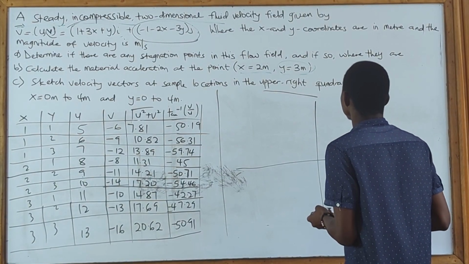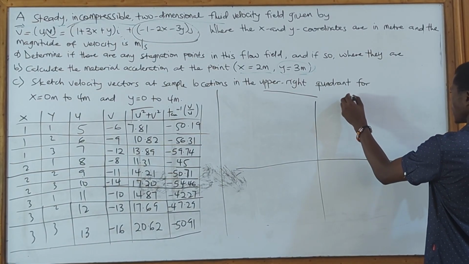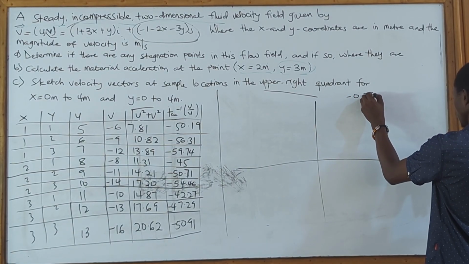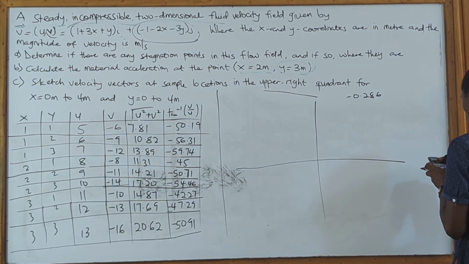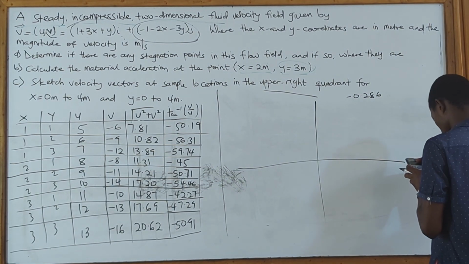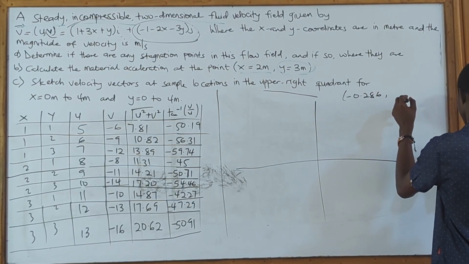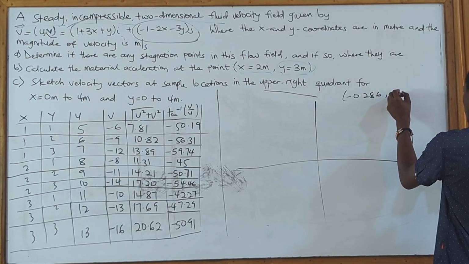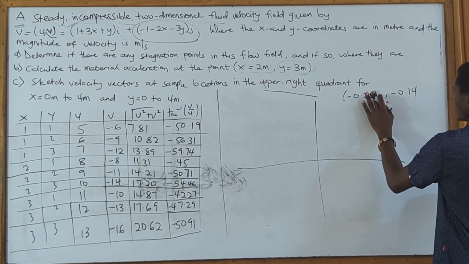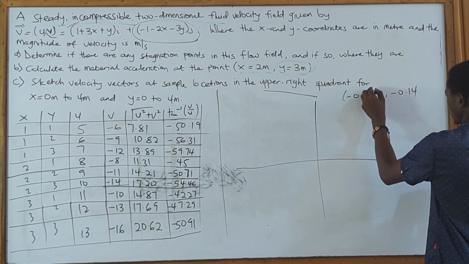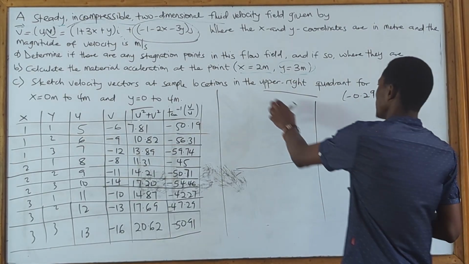We are going to get -0.286, and also -0.14. So let's leave this to 2 decimal places. So these are our stagnation points.